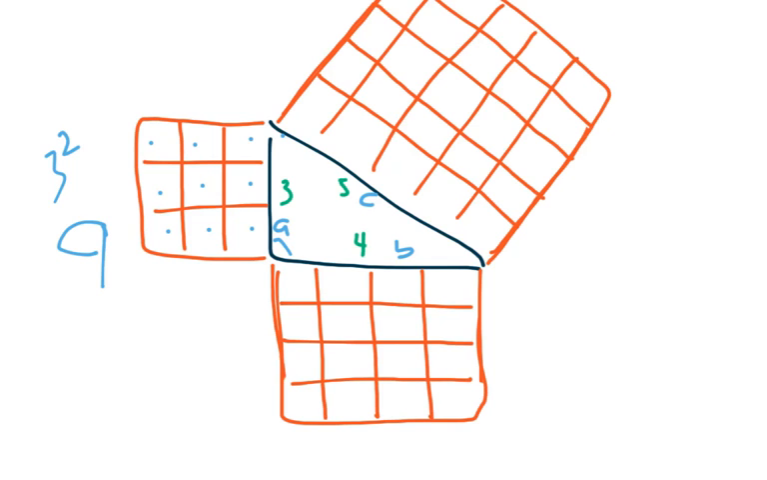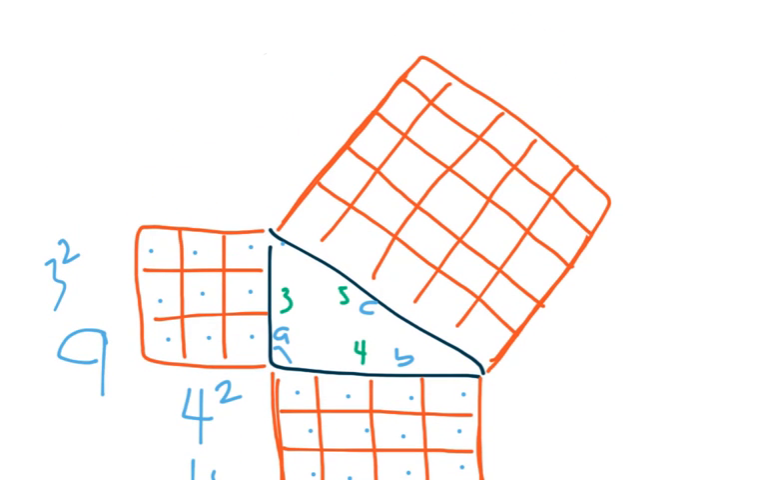If you look here, you have 4 squared, 4 turned into a square. So you have 1, 2, 3, 4, 5, 6, 7, 8, 9, 10, 11, 12, 13, 14, 15, 16 squares. Because 4 squared is 16. That's what that means. And on the hypotenuse, if we turn this into a square, you get a square of 5 units by 5 units, so you end up with 25 squares. Because 5 squared equals 25.